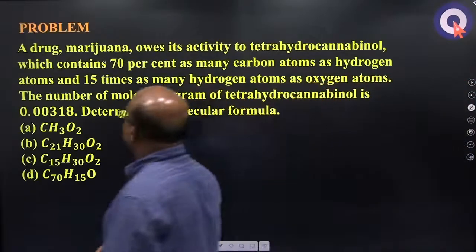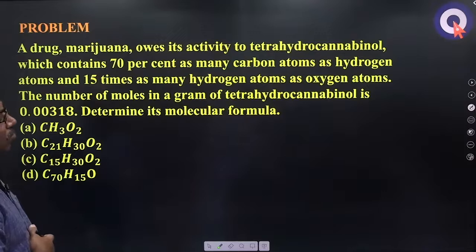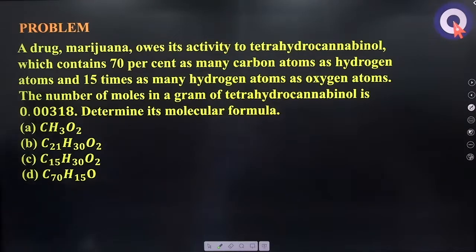A drug, marijuana, owes its activity to tetrahydrocannabinol, which contains 70% as many carbon atoms as hydrogen atoms, and 15 times as many hydrogen atoms as oxygen atoms. The number of moles in a gram of tetrahydrocannabinol is 0.00318. Determine the molecular formula.